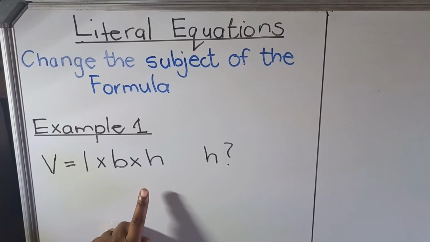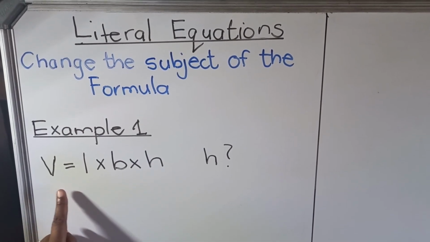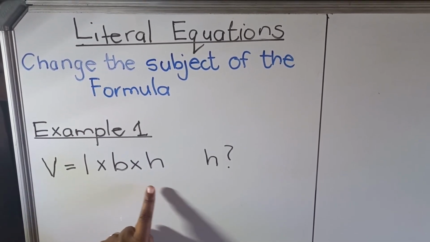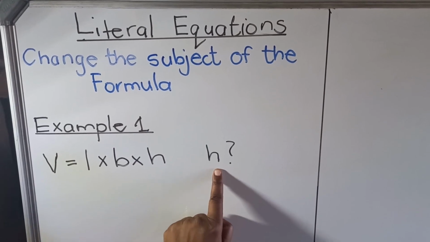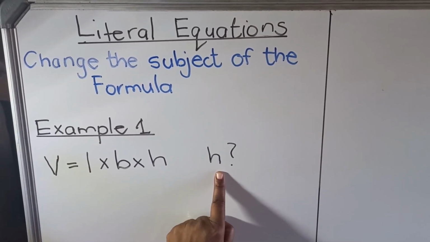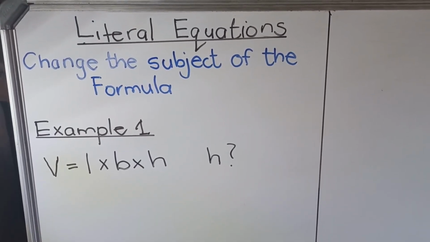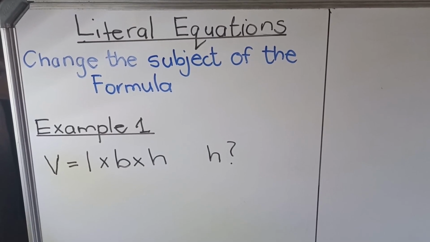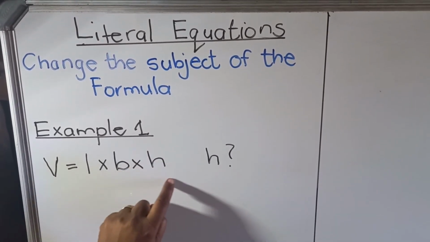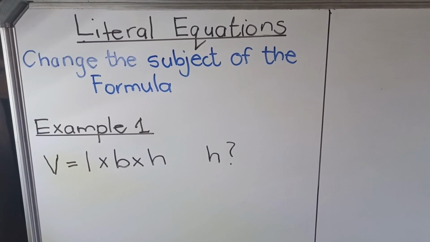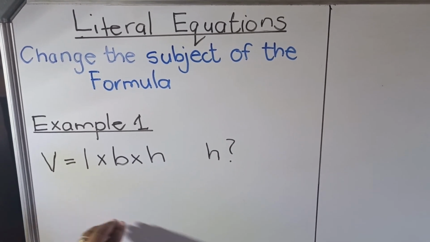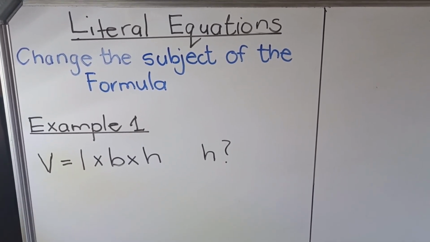Our example 1 is the formula for volume. Volume is equal to length times breadth times height. And then they are saying we must make the h the subject of the formula. So when you are changing the subject of the formula, you are supposed to leave whatever they are asking you alone. It should say h is equal to. Then you have changed the subject of the formula.